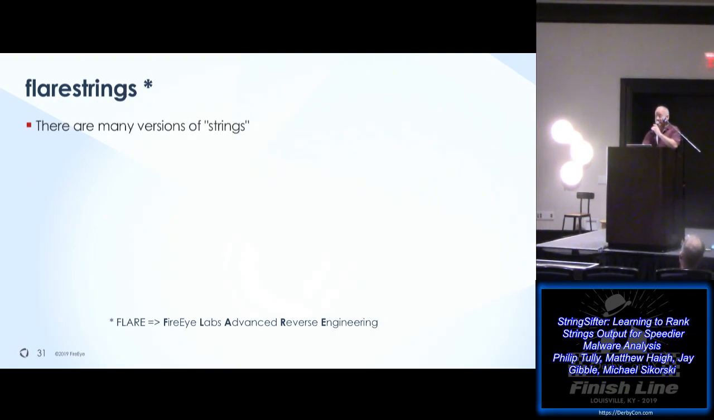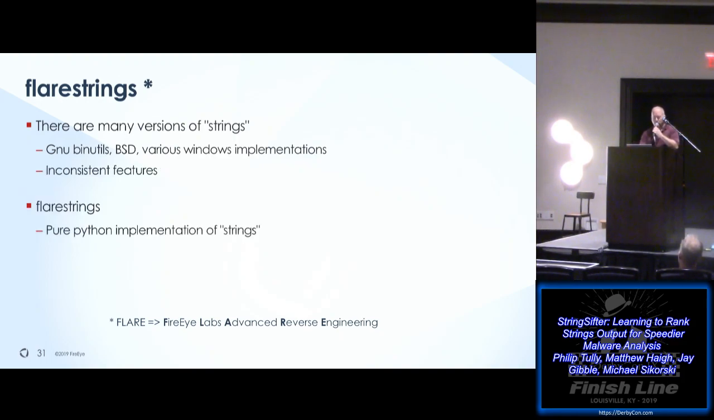So there are many versions of strings. Strings is a classic tool. It's been around forever, and because of that, there are many different versions of it. If you're a Linux user, you're accustomed to the GNU binutils version of strings. If you run on Mac, you have some fork of the BSD version of strings. If you're on Windows, heaven knows what you're running, but there are lots of different versions. So they all have their own set of features. To resolve those different feature sets, we have a simple tool in here called Flare Strings. It's pure Python, so if you run on any of these environments, Linux, Mac, Windows, you should get the same output.